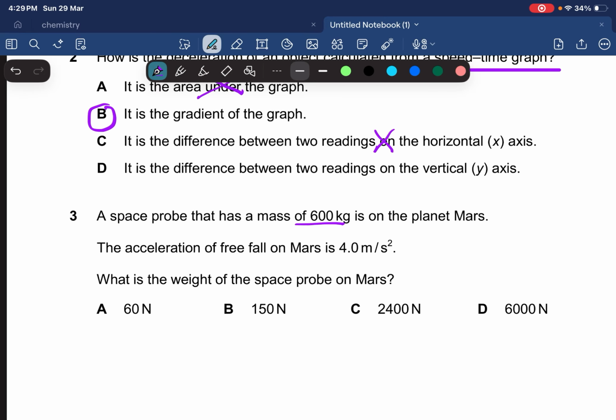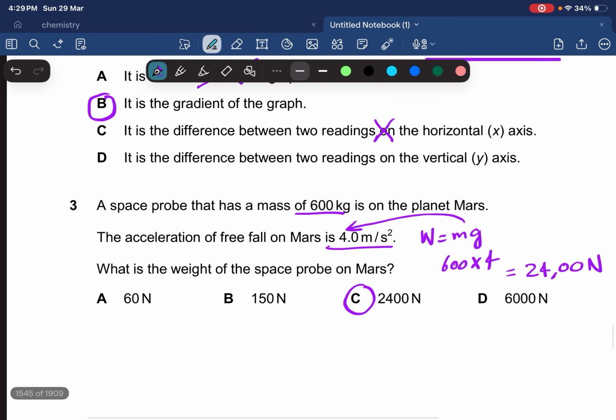A space probe that has a mass of this is on planet Mars. The acceleration of free fall on Mars is this. What is the weight of this space probe on Mars? Okay, so weight equals mg, where m is the mass, that is 600, times g. g is the gravitational field strength, which is 4 meters per second squared. So if you multiply it, 600 times 4, 2400 newtons is going to be your answer. Simple and easy.